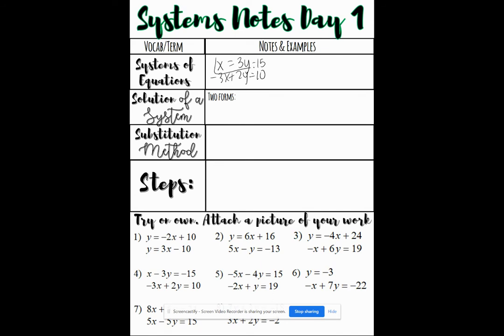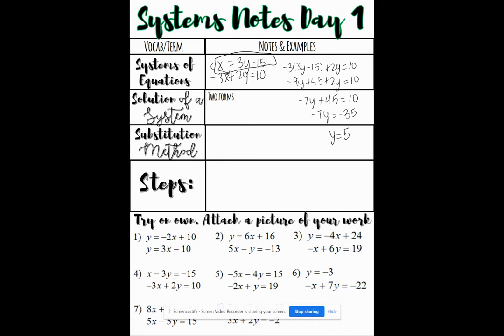Now we take this equation and substitute it in for x. So we'll have -3 times 3y minus 15 plus 2y equals 10. Distribute -9y plus 45 plus 2y equals 10. -9 plus 2 is -7y plus 45 equals 10. Subtract 45, we get -7y equals -35. So my y is 5.